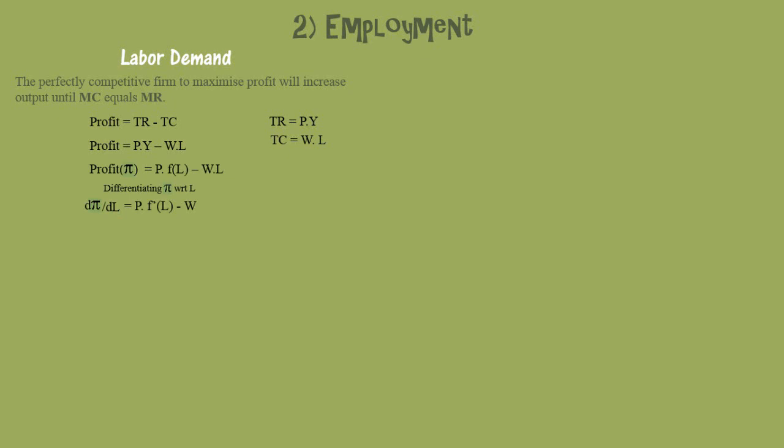W. Now, what is this P into F dash L? We know that F dash L is the marginal product of labor. So the whole of this P into F dash L is the marginal revenue. And what is this W? This is our marginal cost. Now, putting marginal revenue minus marginal cost equal to 0, what we get is P into MPL equals W, or rewriting it, we get MPL equals W by P.